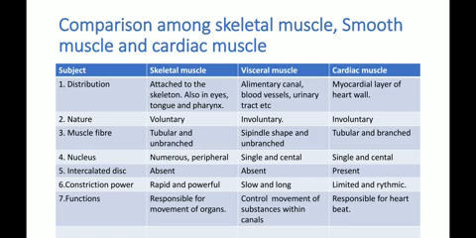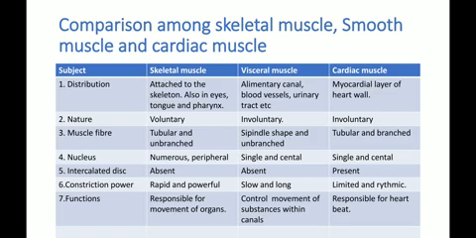Now let's discuss the comparative study of these three kinds of muscle. The distribution. The skeletal muscle is mainly attached to the skeleton, but skeletal muscle is also found in the eye, tongue and the pharynx. Visceral muscle or smooth muscle is found in the alimentary canal, blood vessel, urinary tract, etc. Cardiac muscle is only found in the myocardial layer of the heart wall.